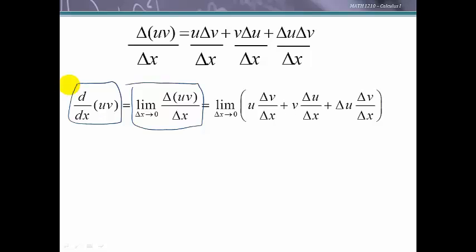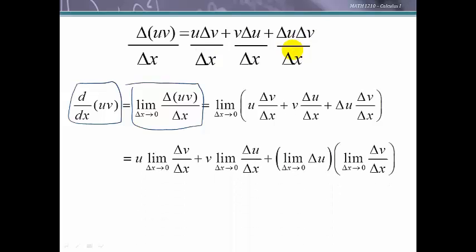Now that would equal the limit of this right hand side, and then we know with properties of limits that the limit of a sum is the sum of the limits, and so we could compute the limit of each piece. Now the other property that we can utilize is that this u and this v do not depend on delta x, and so we can move them out in front and multiply them in front of the limit.